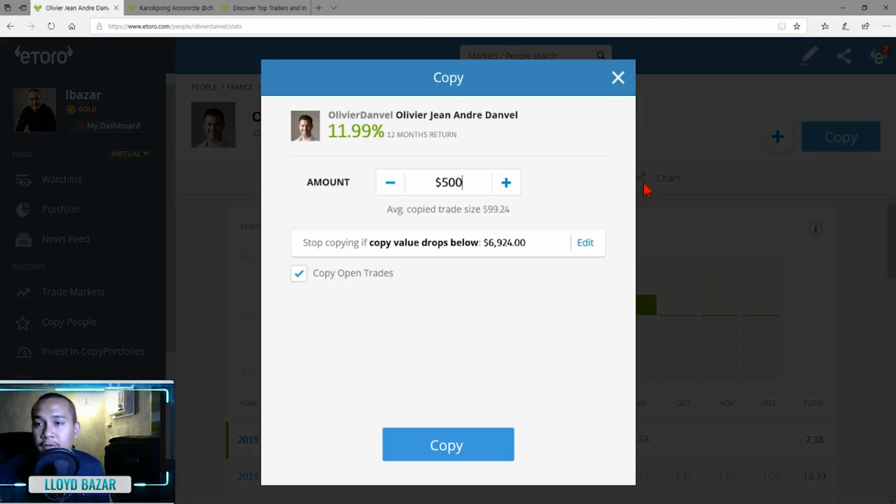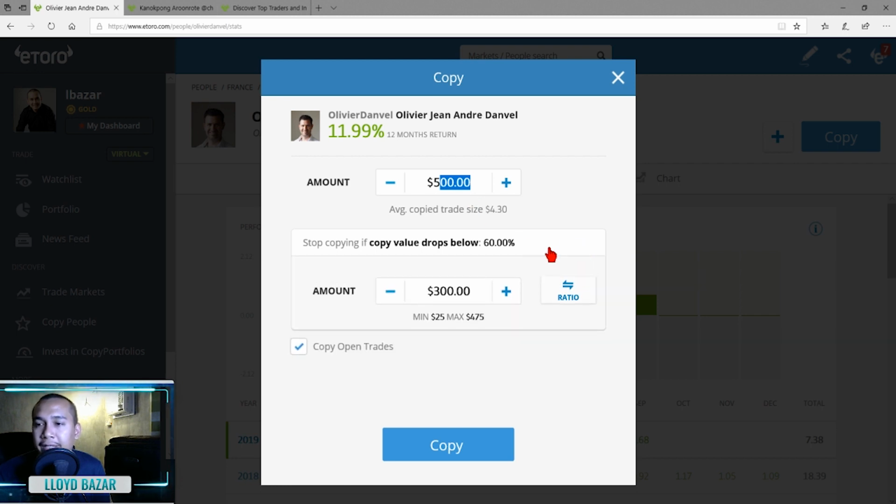Let's say, for example, $500. Okay, and then this is important: stop copying if copy value drops below $300. I have $500 right now, but I only want to risk, for example, $100 with this person. So I can always edit this and change this to $400. And then click on copy open trades.